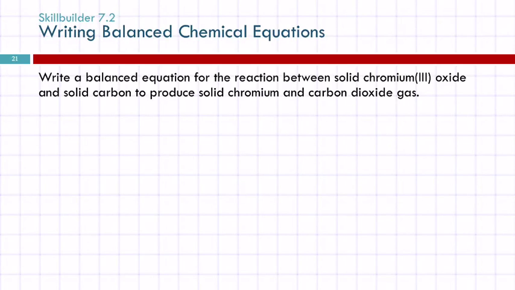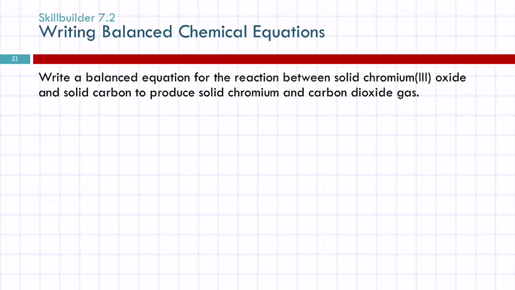Let's do a bunch of examples. Write a balanced equation for the reaction between solid chromium(III) oxide and solid carbon to produce solid chromium and carbon dioxide gas. So this is one of those problems where they're giving us names, and so the first issue is writing formulas.